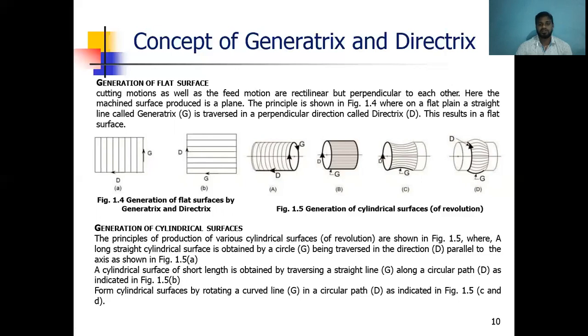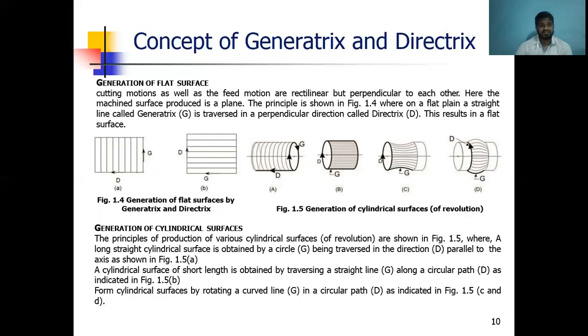The principle shown in the diagram is where the flat plane's straight line, called G, is transferred to a perpendicular direction, as we discussed earlier. This results in a flat surface. Next, generation of cylindrical surfaces.